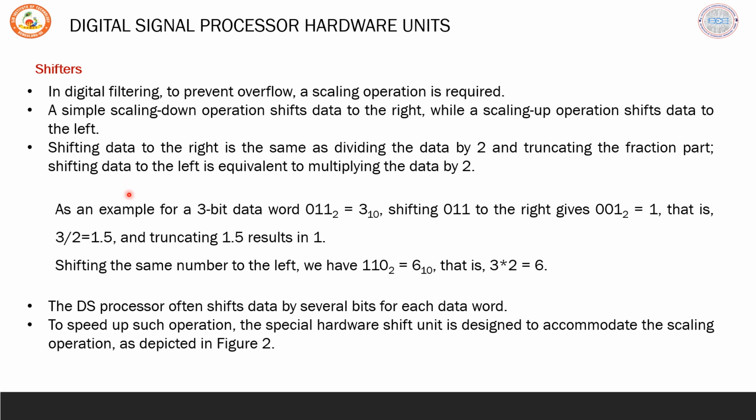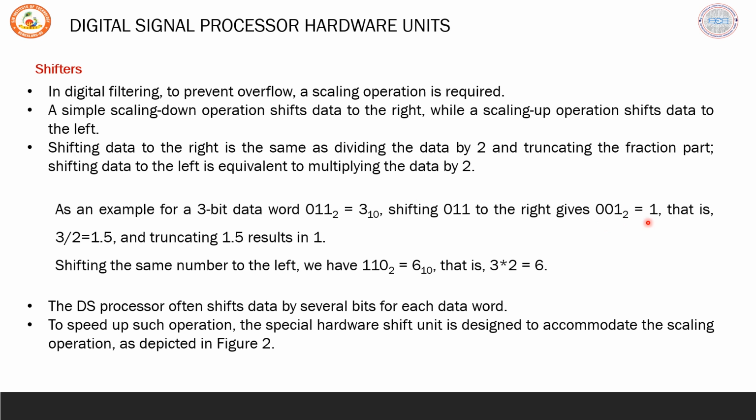Now let us consider some simple examples. For example, if you have a 3-bit data word which is 011 in binary, its equivalent in decimal is 3. Now if this value is shifted to the right, the result becomes 001. The 1 in the LSB position has moved out, and the new value inserted from the left side is 0. Now this decimal equivalent is 1.